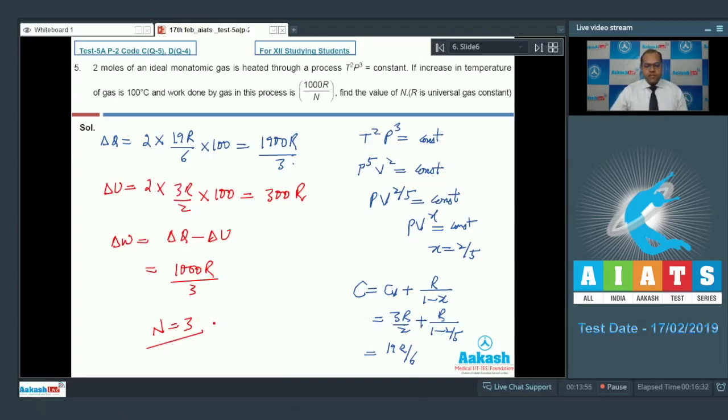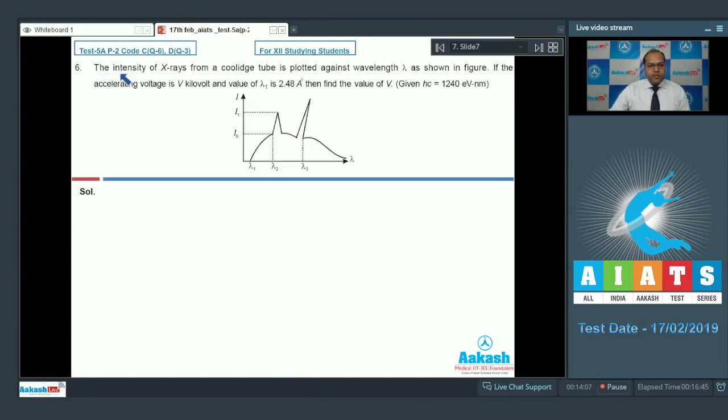Let's move to question number 6. In question number 6, the intensity of X-rays from a Coolidge tube is plotted against wavelength lambda as shown in the figure. If the accelerating voltage is V kilovolt and the value of lambda 1 is 2.48 angstrom, then find the value of V. So from the theory of X-rays, we know that lambda minimum is equal to hc divided by the maximum energy of the incident electron. So that is Emax, which can further be written as e into the applied accelerating voltage. So I have to find out the value of the accelerating voltage.